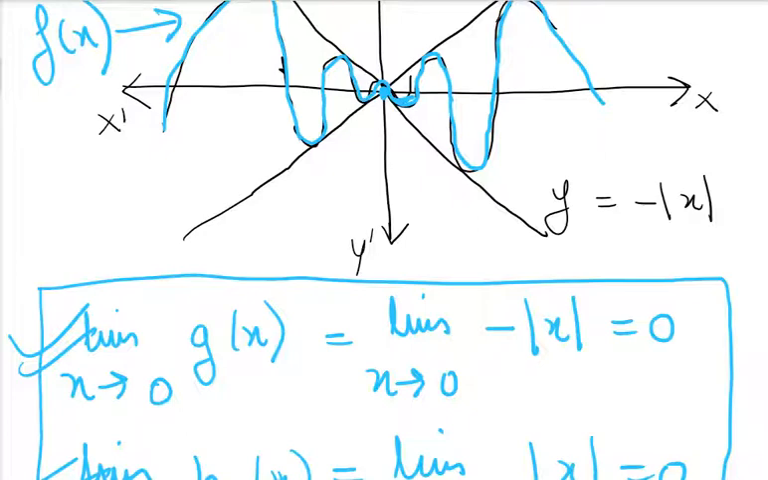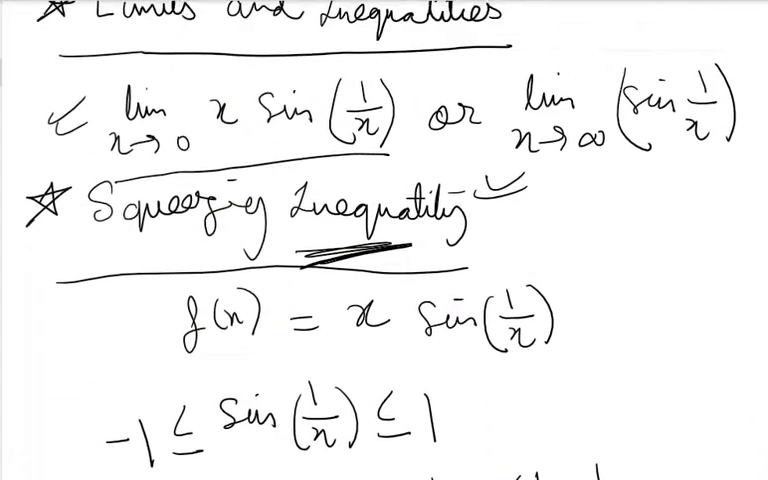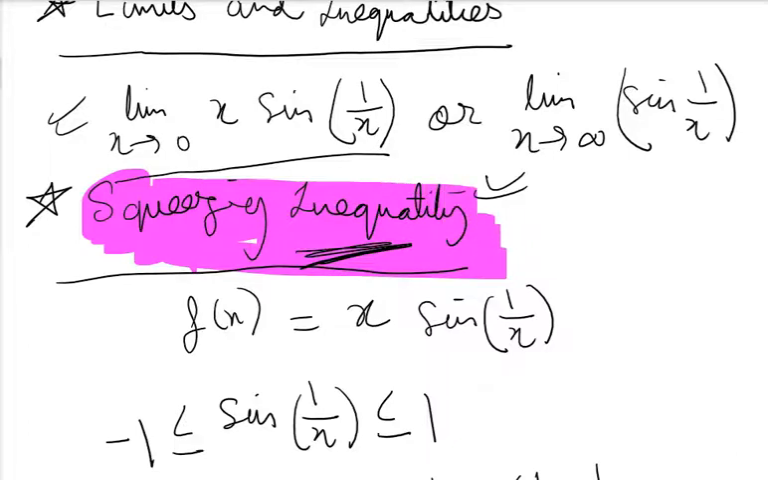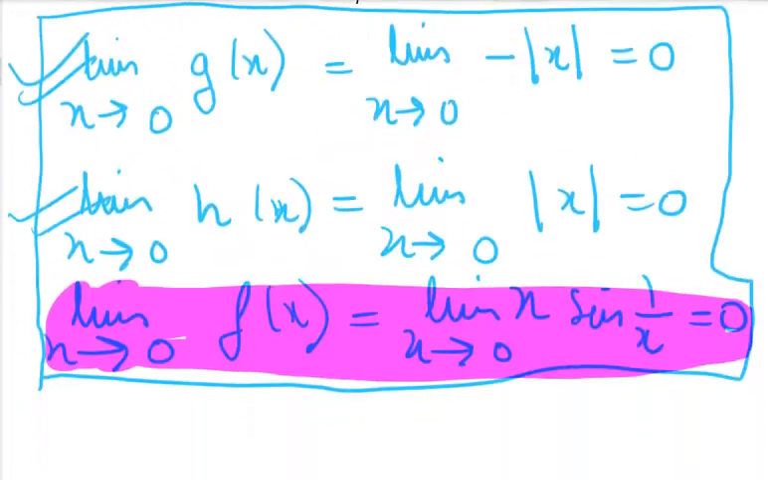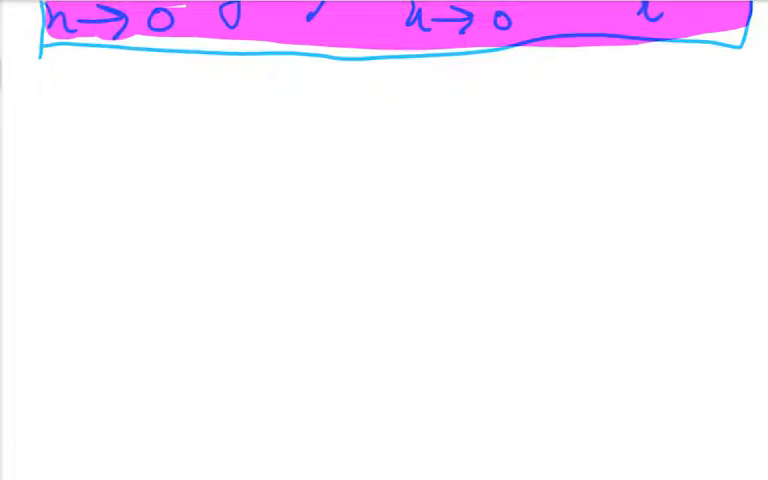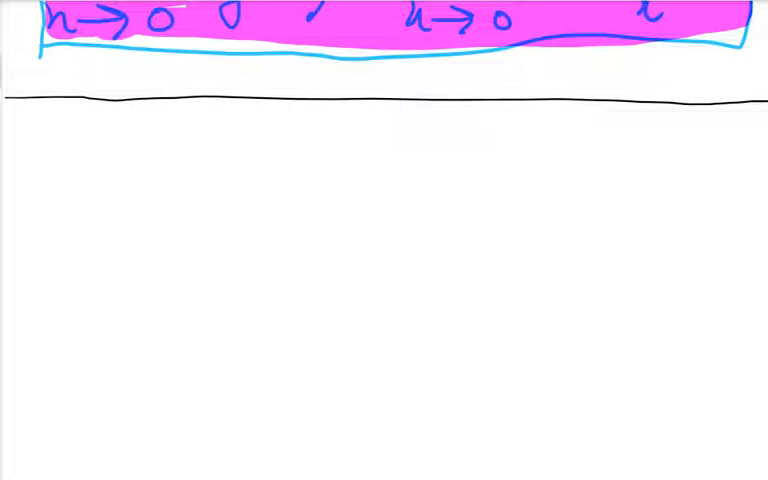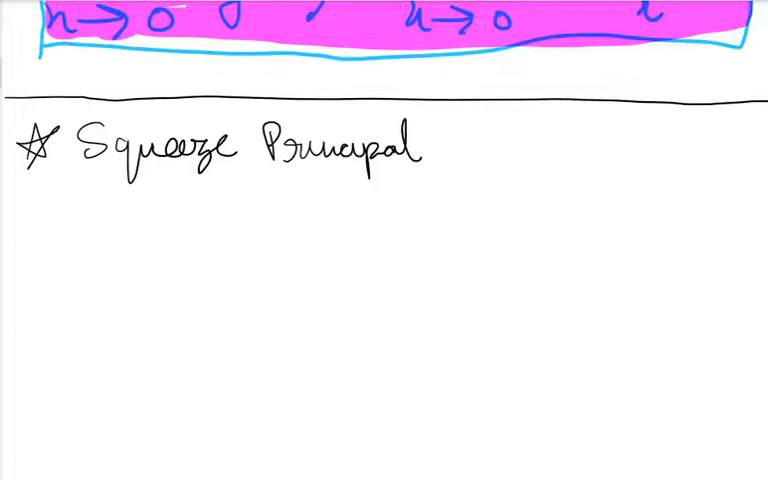Alright, now notice that from this squeezing inequality, we get a theorem or a principle that is called the squeeze principle. Okay, it is called the squeeze principle. So let's check what is the squeeze principle. Let's write that squeeze principle. So I hope you have understood the squeeze inequality, because depending on the squeeze inequality we are going to do the squeeze principle. Okay, so just give a star. Squeeze principle. Okay, so what is the squeeze principle?